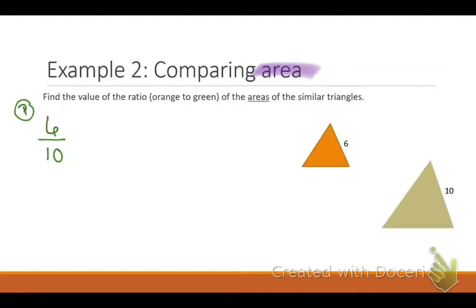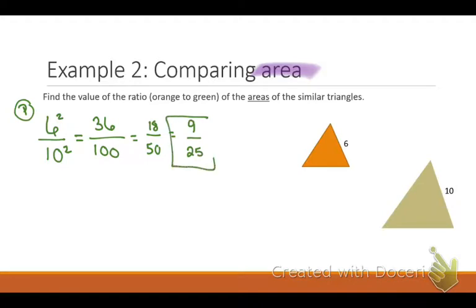6 over 10. But now I need to find the area, and my rule says that I take the value of my perimeters and I'm going to raise it to the second power. I'm going to square them. So what is 6 squared? 36. What is 10 squared? 100. Now you can reduce it. We know that 2 goes into it, 18 over 50. We know 2 would go into it again, 9 over 25. The value of the areas.